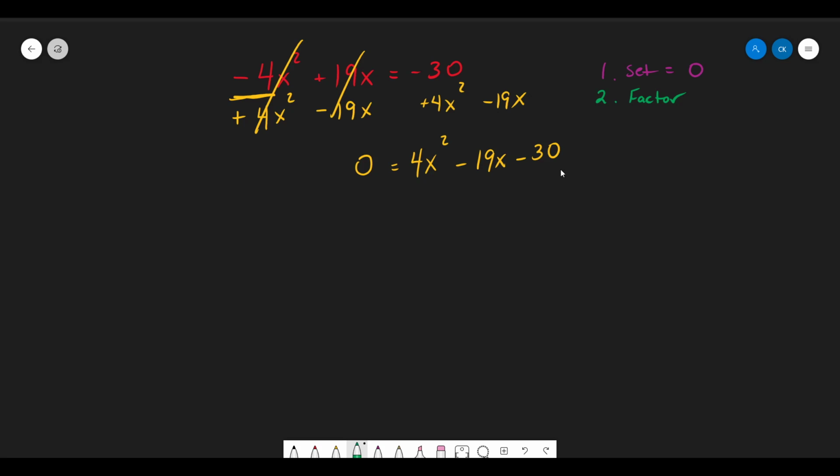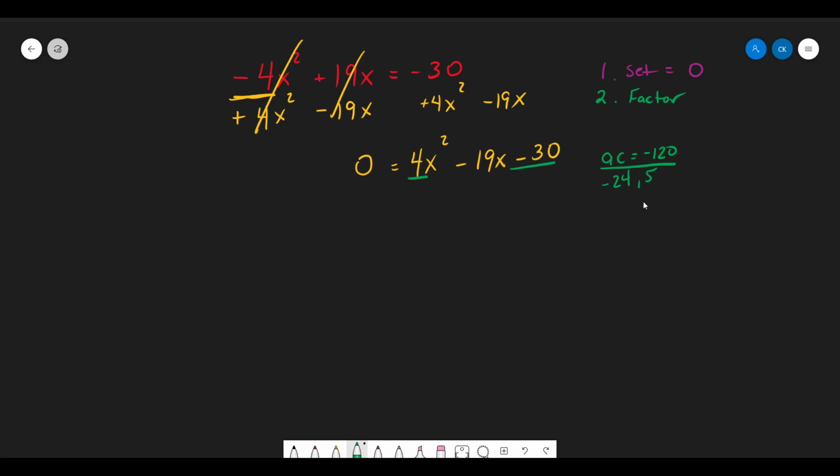4, 19, and 30 don't have anything in common, so I'm going to work with my AC. So AC in this case is going to be negative 120. So I want to look for my factor pairs of negative 120. Now, obviously, in lieu of time, I will give you what the two factors are, but you'd probably have to list them all out here. So we're going to work with negative 24 and positive 5.